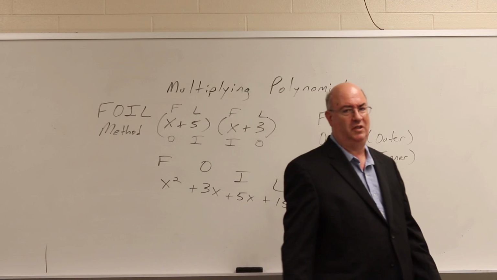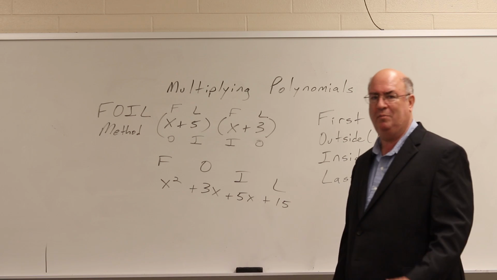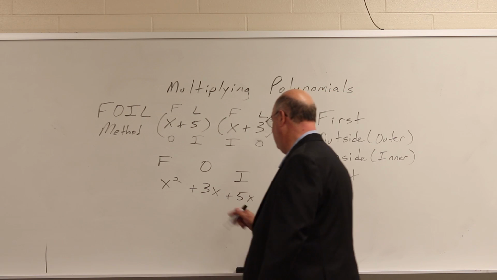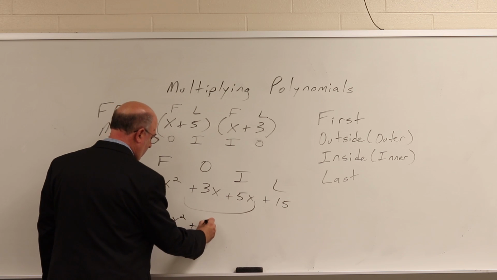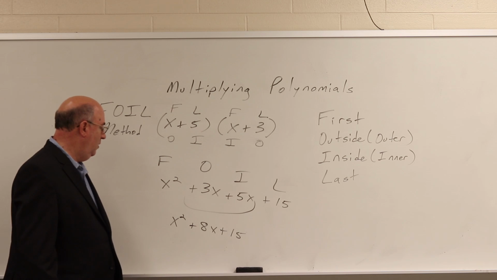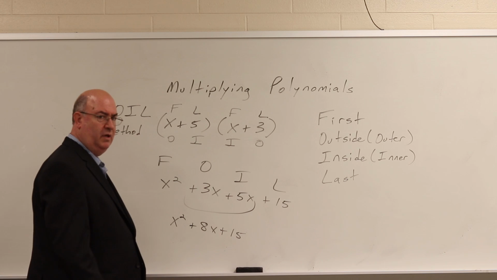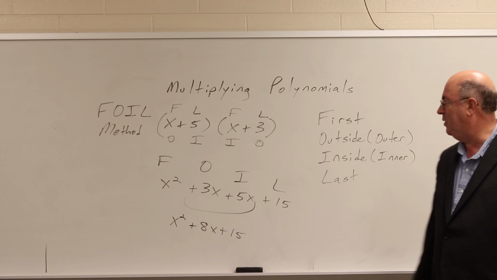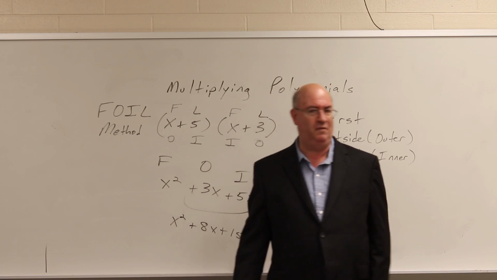Again, like a lot of things, we see if there are any like terms. And if there are, we combine them, collect them, group them. You can call it any of the three. 3x and 5x are like terms. Put them together, and this is what we get: x squared plus 8x plus 15. That's easy, not too bad. And then we're done.